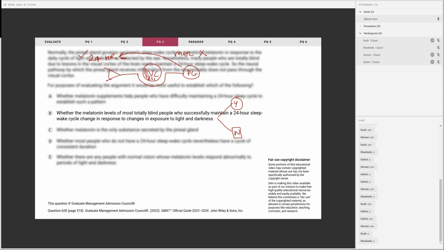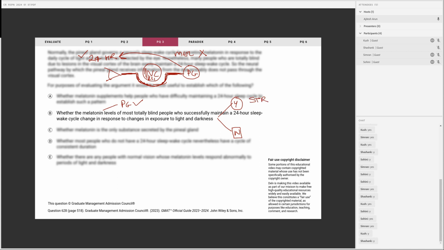So yes would tell us the melatonin levels of most totally blind people who successfully maintain a 24-hour sleep-wake cycle do actually change in response to exposure to light and darkness. So what would this mean? This would mean that the pineal gland is getting activated. And if the pineal gland is getting activated, that means the information has to reach the pineal gland. So then the conclusion is strengthened.